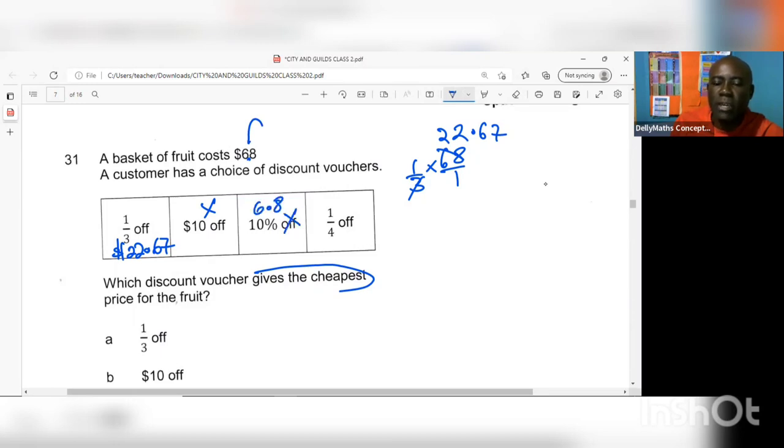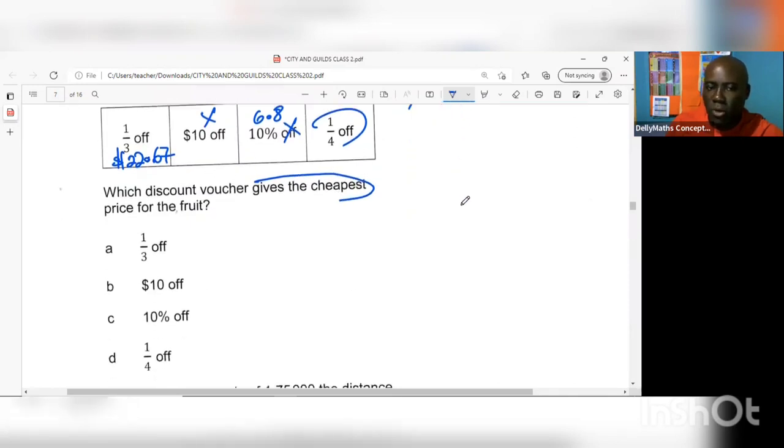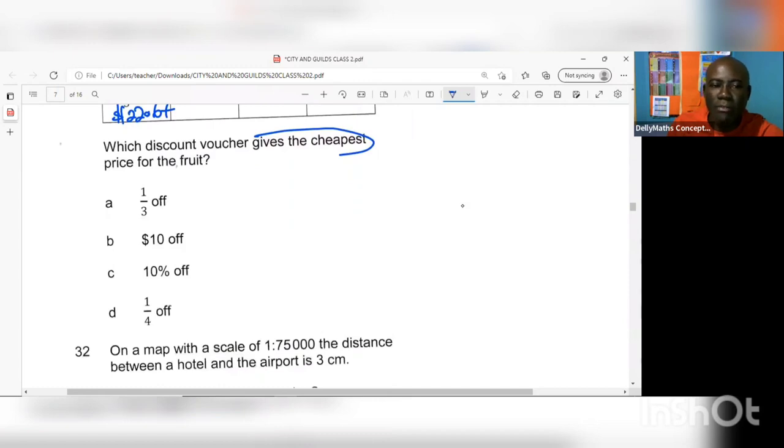So this is losing. And then a quarter is less than a third. So I don't have to work out a quarter, because a quarter is less than a third. So a third off is the cheapest discount. We'll get $22 off.